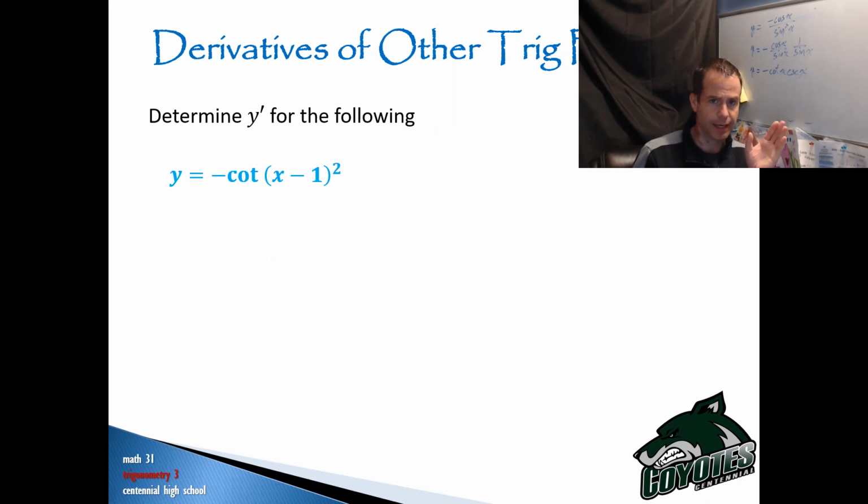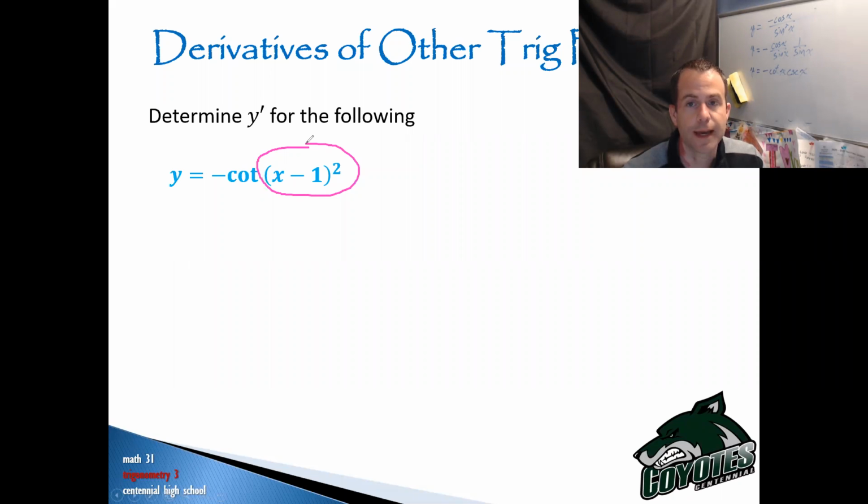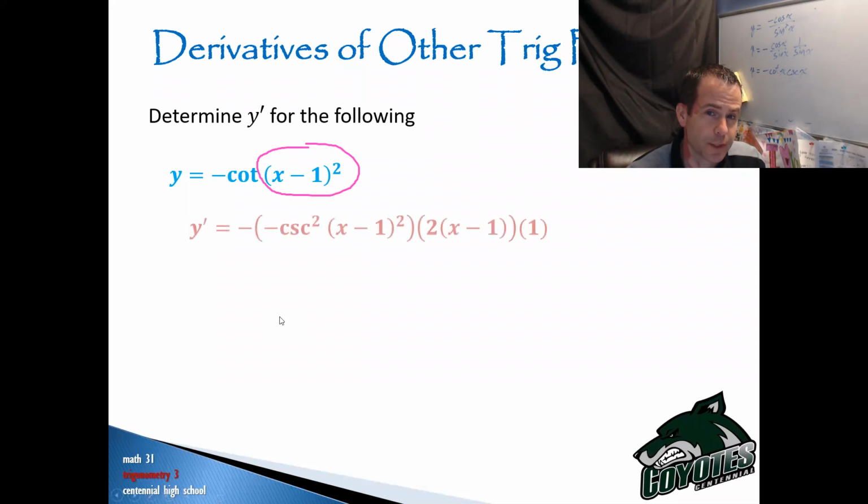Okay, so I'm going to have this negative in front, and then I'm going to have negative cosecant squared of x minus 1 squared. Then I have to take the derivative of the inside function. Well, the derivative of the inside function, that's first of all the chain rule. So that's going to be 2 times x minus 1 to the 1. And then the derivative of that inside function, which is just x minus 1, would just be 1.